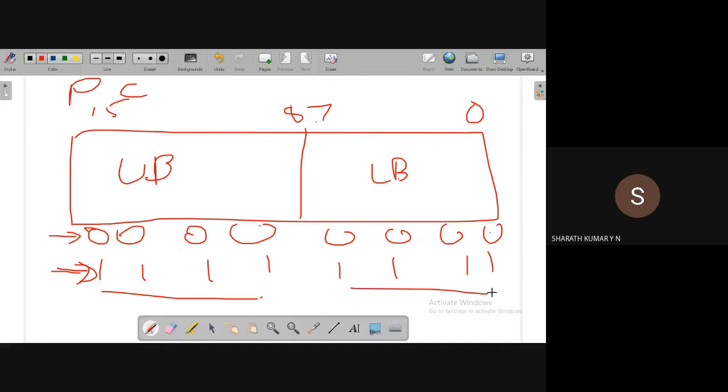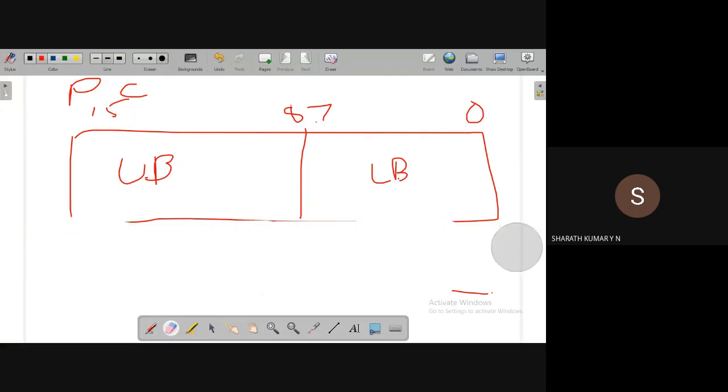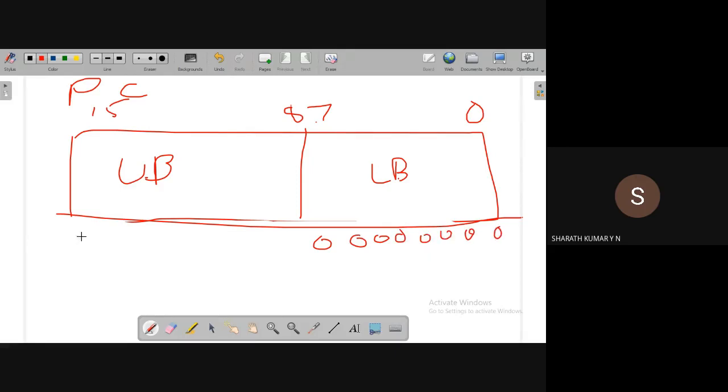What is 1111? Just now we identified it as FF. Sorry, I've written only 8 bits. I'm sorry, it should be 16 bits. Let me erase this. So let us write for 16 bits. 16 bits means 0000 for the lower 8 bits, and 0000 for the upper 8 bits. So this is 16 bits now.